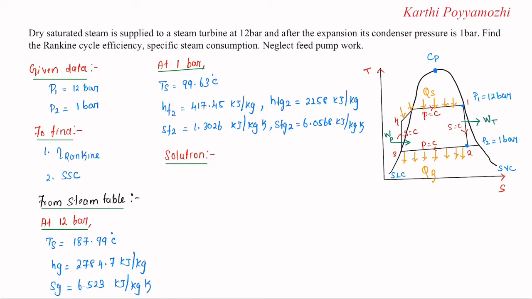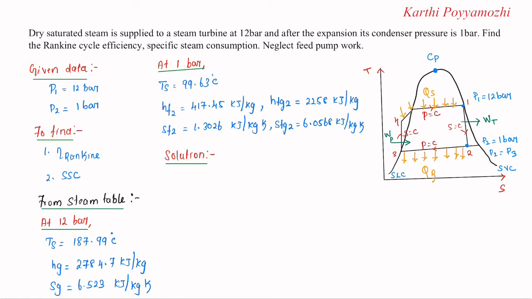You have to note that the pressure at point 2 and point 3 are equal since it is a constant pressure process, that is, the condensation process is taking place at constant pressure. Therefore the pressure P2 will be equal to P3.